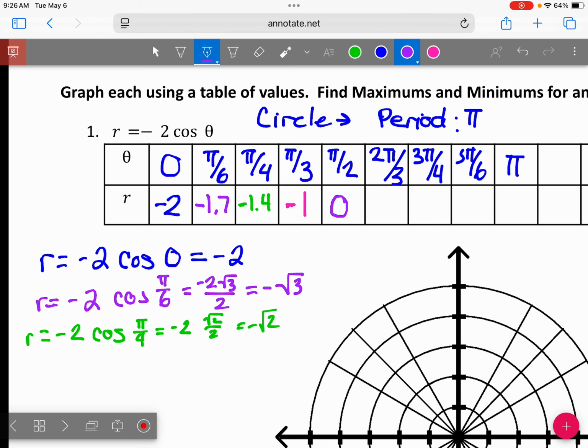And 2 pi over 3, positive 1. Then positive 1.4, positive 1.7, and a positive 2. They're not always going to loop that nicely.